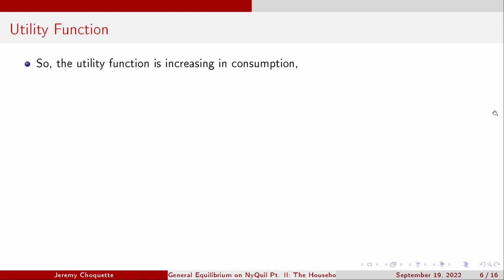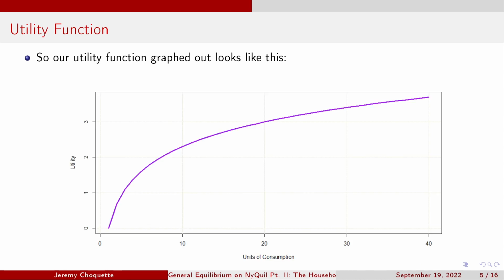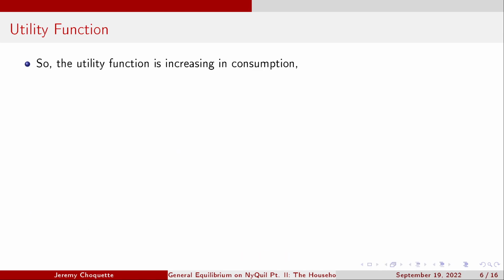So when we look at this, we can see that it's increasing in consumption, right? Everywhere it is increasing in consumption. So if I go from, say, 1 unit to 2 units, my utility will increase. If I go from 20 units to 30 units, my utility increases. If I go from 40 units to 41 units, my utility will increase. Wherever I am, if I'm at the nth unit of consumption and I go to the n plus 1th unit of consumption, I will have higher utility. So it's increasing in consumption, but if you look, it's increasing at a decreasing rate.